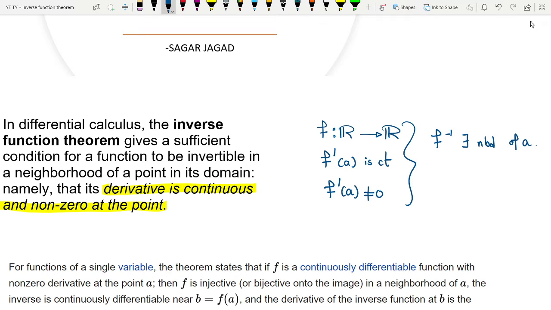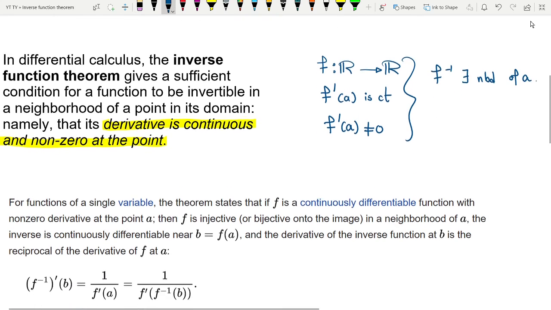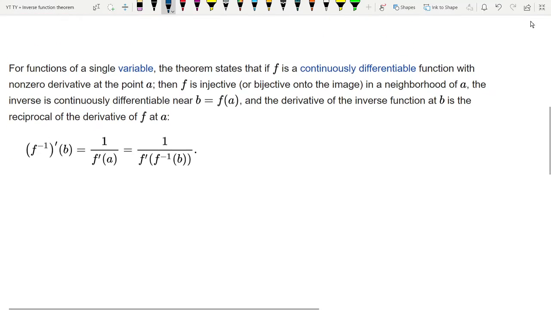Okay, so what is special in this? The inverse exists if it is bijective also. Why is the derivative being non-zero or continuous so important in this theorem? Let us try to see why in the next statement that I have given.